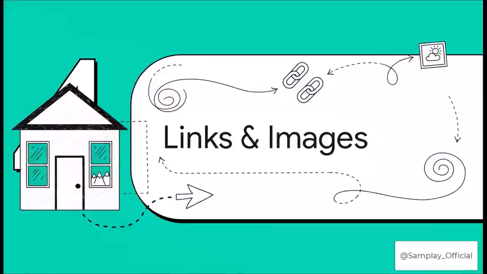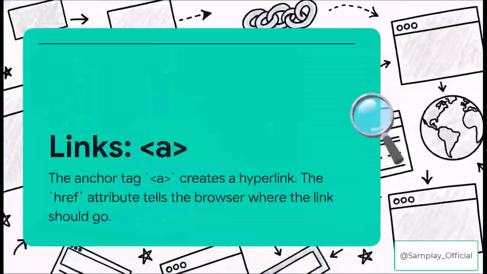Okay, so our house has rooms now, but it's kind of useless if it's just a sealed box, right? We need doors to go to other places, and we need windows to see things. In the world of HTML, our doors and windows are links and images. This right here is that hypertext part of HTML we talked about.